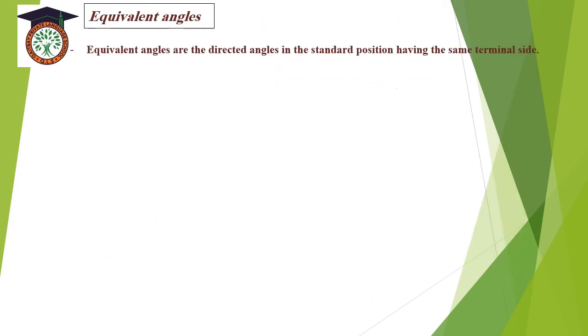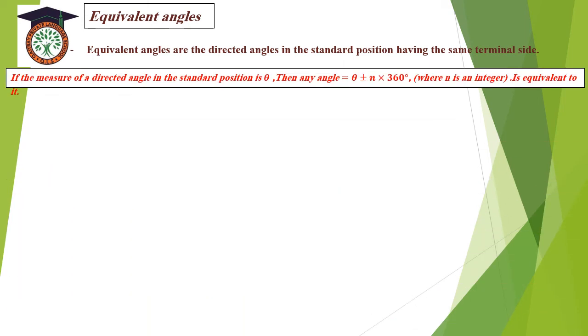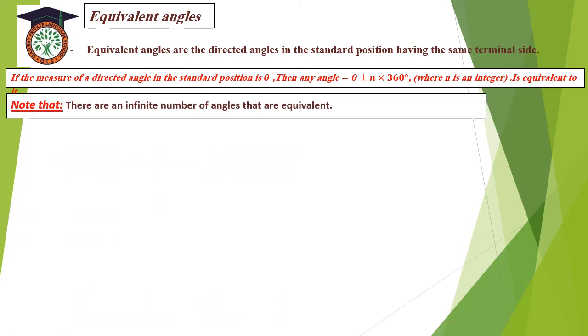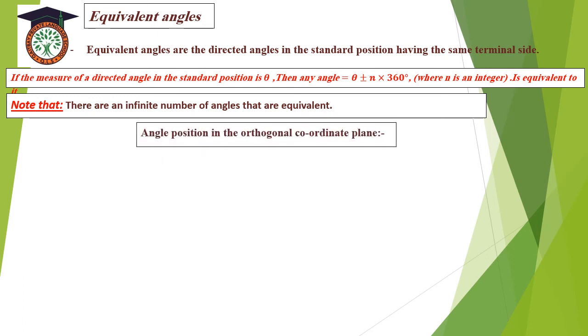Equivalent angles. Equivalent angles are the directed angles in the standard position having the same terminal side. If the measure of a directed angle in the standard position is theta, then any angle equal to theta positive or negative n times 360, where n is an integer, is equivalent to it. Note that there is an infinite number of angles that are equivalent.